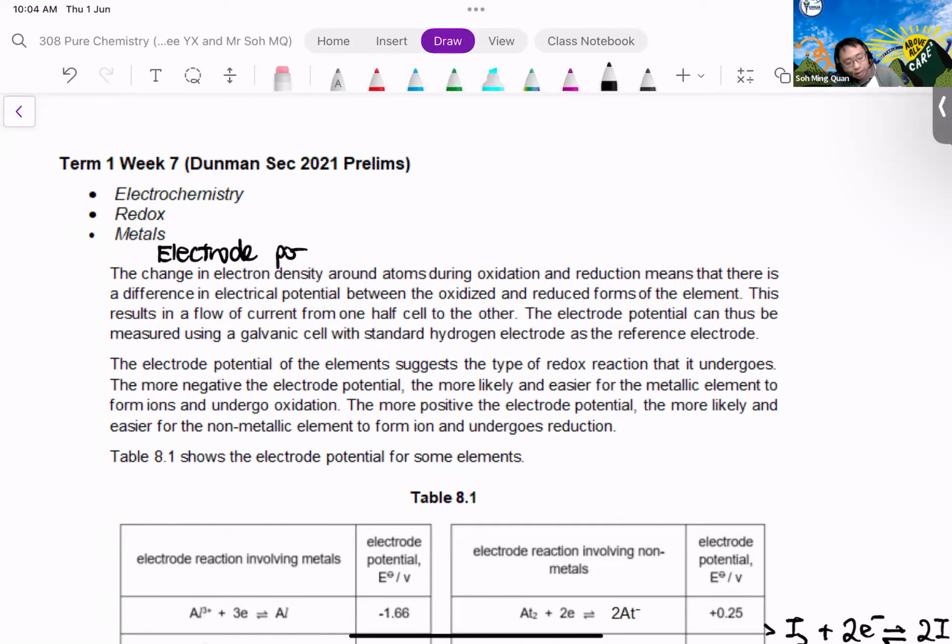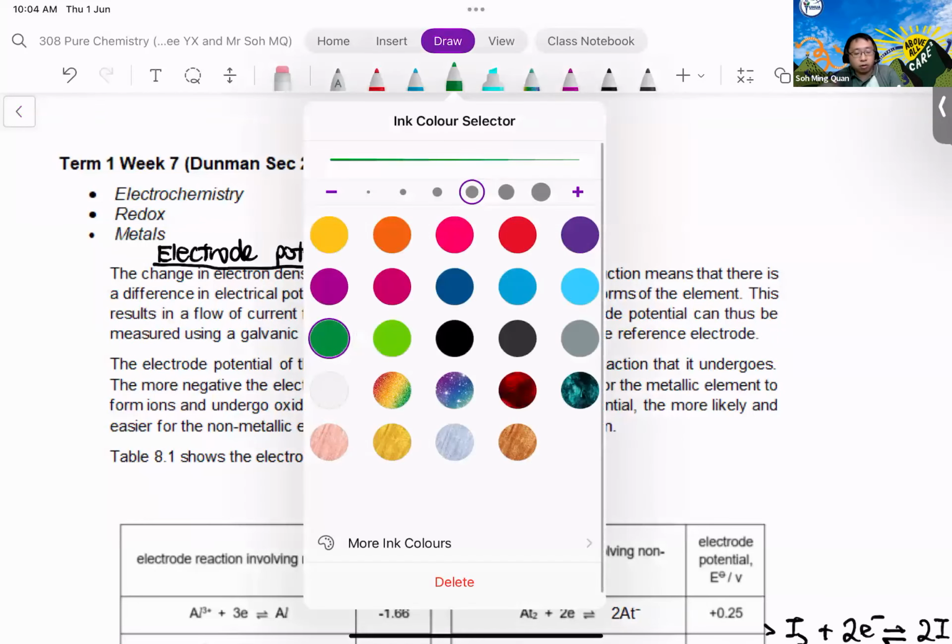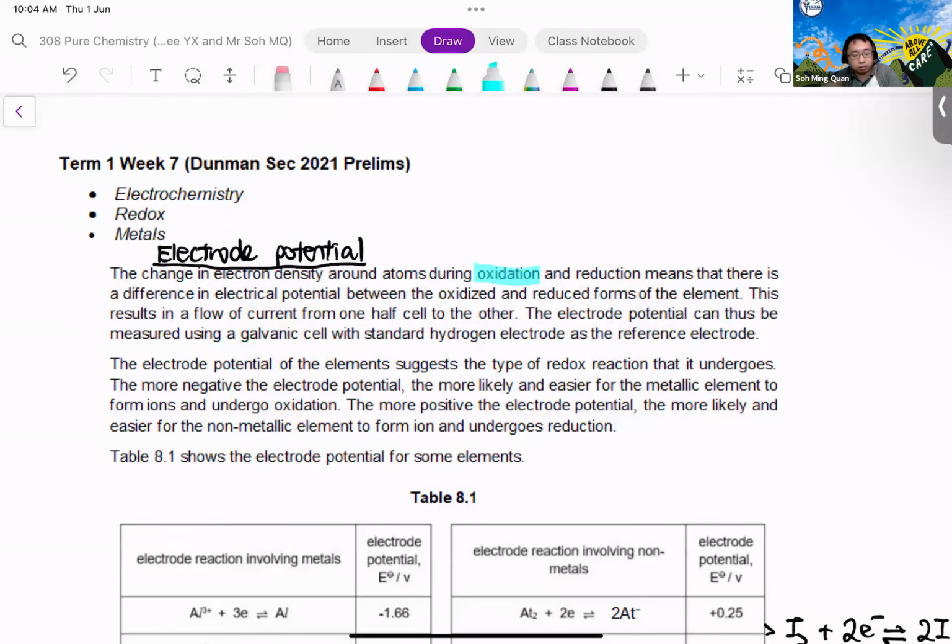Okay, so let's put in the header. The header is actually electrode potential of different elements. Electrode potential, never heard before, right? But immediately you know, okay, this is gonna be some redox thing, even without the question saying it. You should know it's redox, because it involves electrochemistry, loss and gain of electrons. So this is about electrode potential.